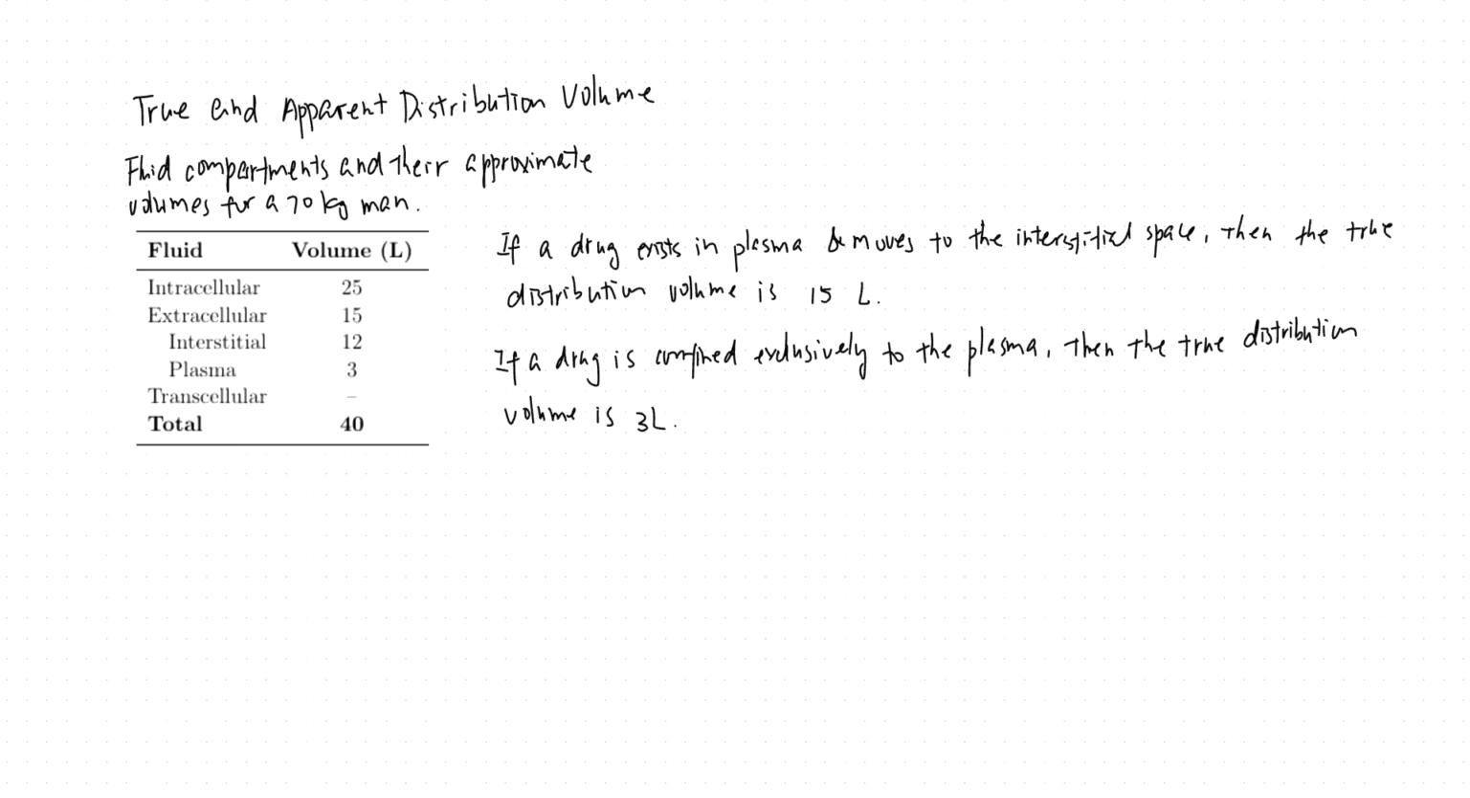The rate at which a drug reaches different compartments is dictated primarily by two physiological parameters. The first is blood perfusion rate and the second is capillary permeability. So the true volume distribution depends on blood perfusion rate and capillary permeability.